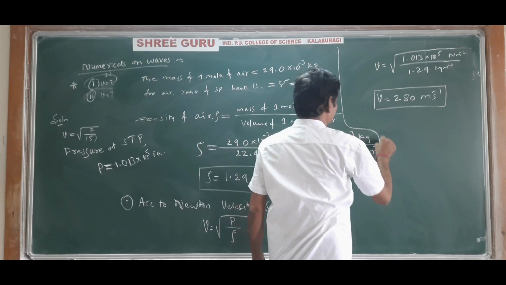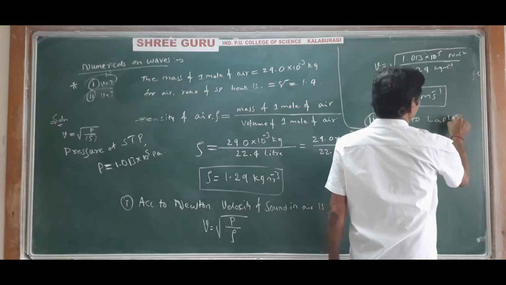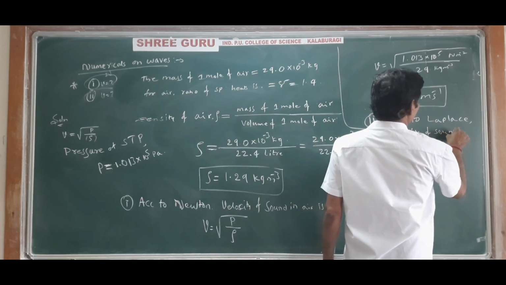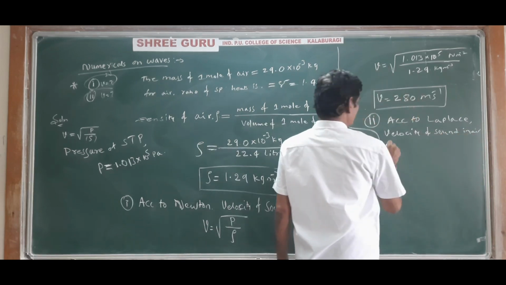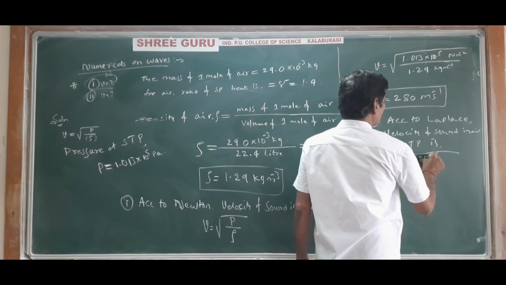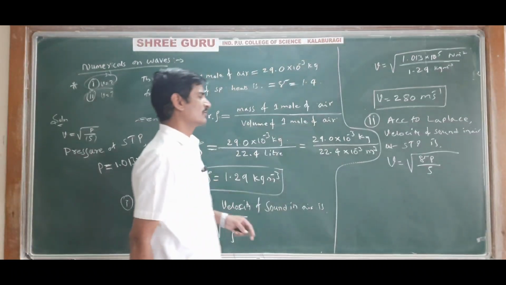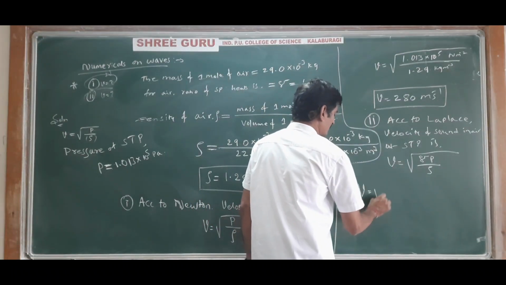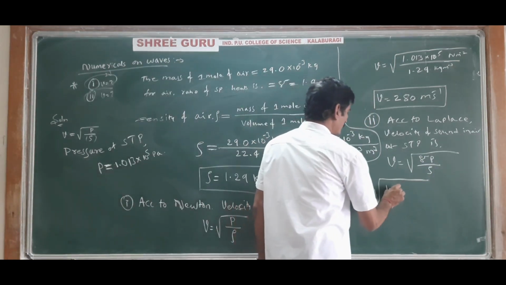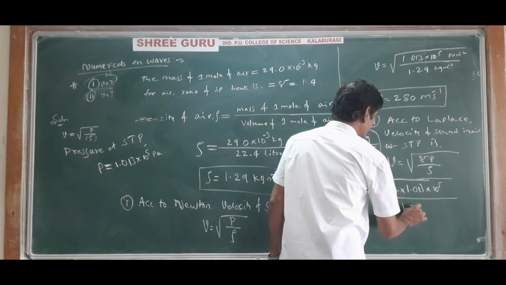So now according to Laplace. Number 2, according to Laplace, the velocity of sound in air at STP is given by the formula V is equal to under root gamma P divided by rho. This is the Laplace formula. Gamma is the ratio of specific heats, and the ratio of specific heats for air is 1.4, pressure is 1.013 into 10 to the power 5, and density is 1.29.